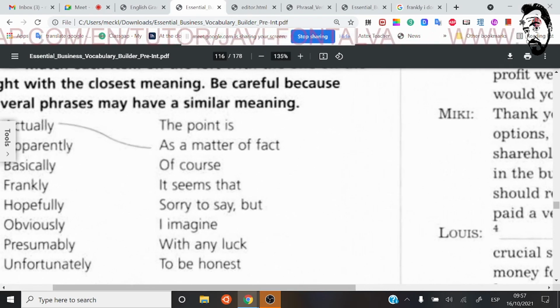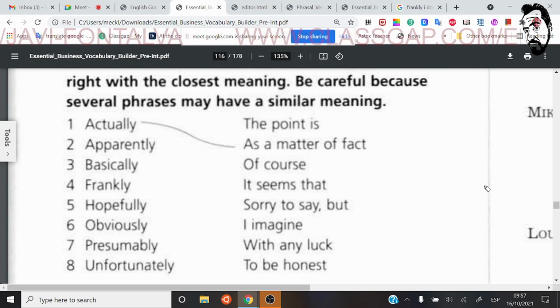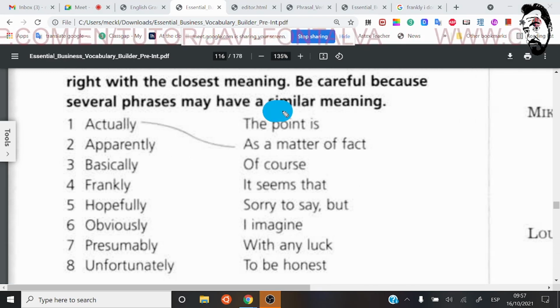Okay, let's do one more. So here we have the expression. We have the first half on the left, and the finishing part on the right. Actually, this is an expression that means similar things. For example, actually is similar to as a matter of fact. De hecho.